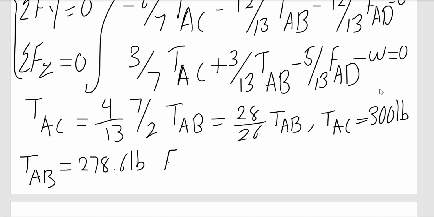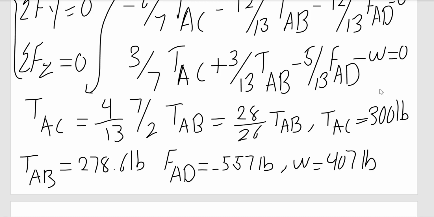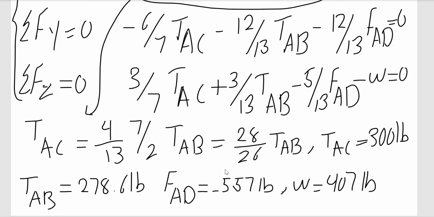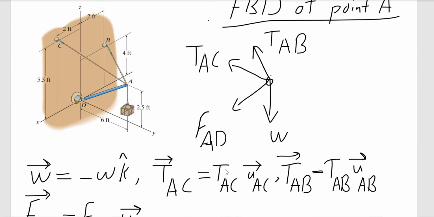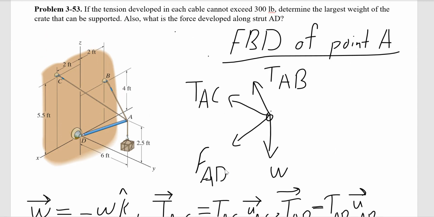Then I have FAD. Pay attention, I find a negative value here. Let's see what that means. And then W is 407 pounds. So this negative value means that the direction that I assumed was incorrect. Actually, the strut AD is in compression, and it's directed from D to A rather than A to D. So the direction that I assumed for this one is incorrect, and it's in the opposite direction.